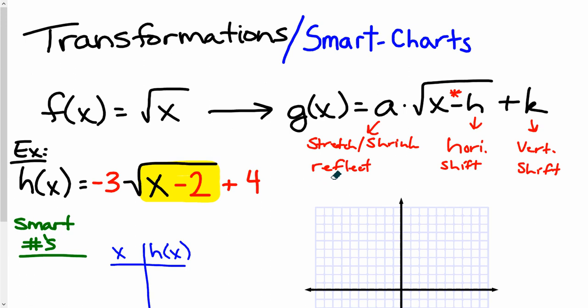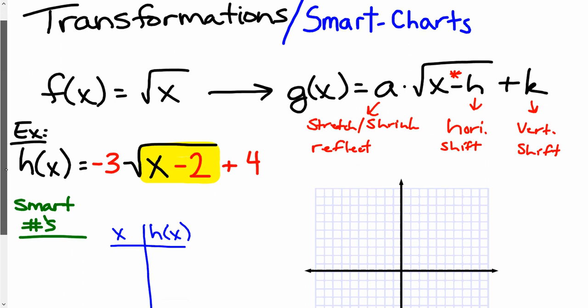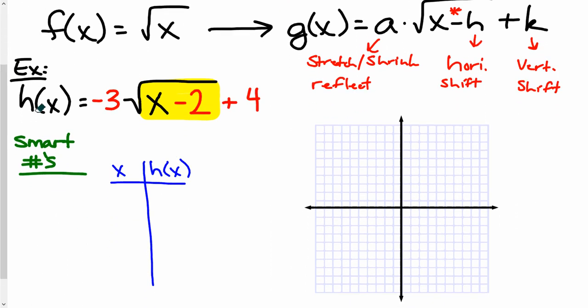So as an example of how we can use some smart t-charts with our transformations, we're going to take a look at the following example, okay? So we're going to say that the function h of x equals negative 3 times the square root of x minus 2 plus 4. All right, now, before I even get started graphing on that, there's just one little thing that I want to go through and show you.